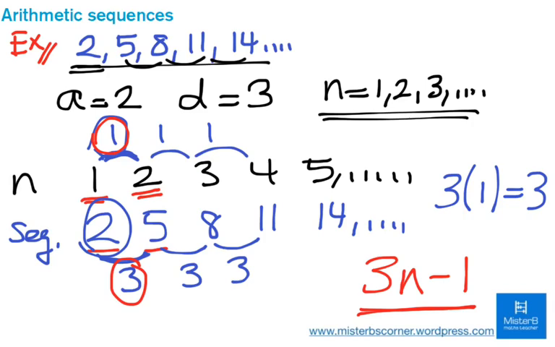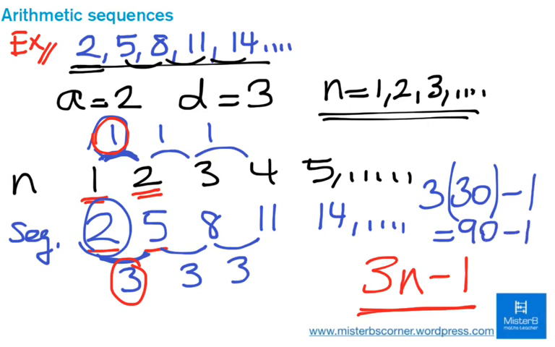Now I can use this expression to find any term I'd like. If I go with, as I said before, the 30th term, all I have to do is write 3 times 30 minus 1, which would be 90 minus 1, which is 89. So instead of going for 17, 20 and so on, I can just do the calculation in no time and find the 30th term or whatever term is asked.